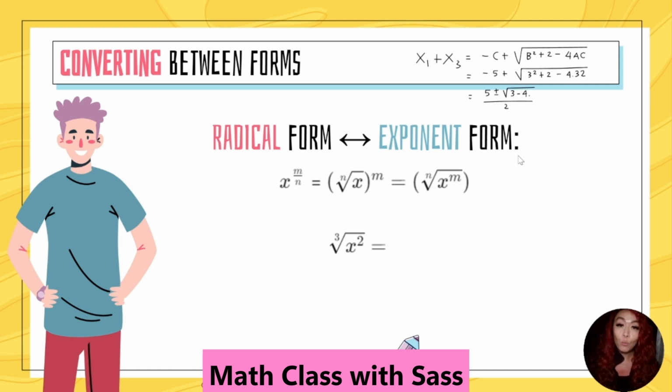So let's say that we have an expression in radical form and we want to convert this into exponent form. So we have the cubed root of x squared. We can rewrite that as x to the 2/3 power. Let's say we have an expression in exponent form. We can rewrite that in radical form, right? So we have x to the 4/5 power. In this case, m is 4 and n is 5. So we can rewrite that as the 5th root of x to the 4th power.